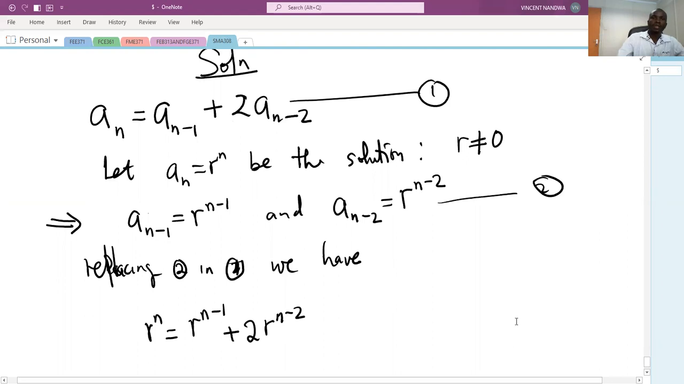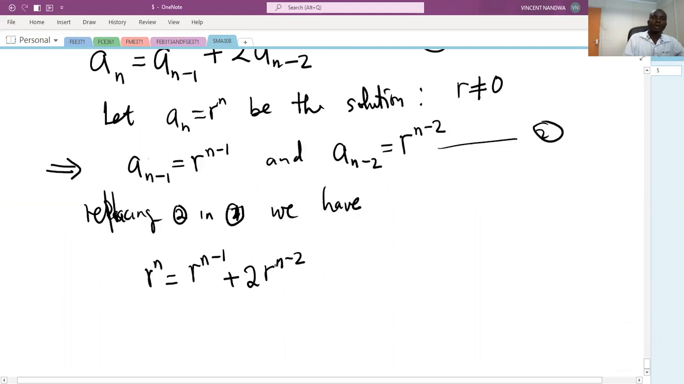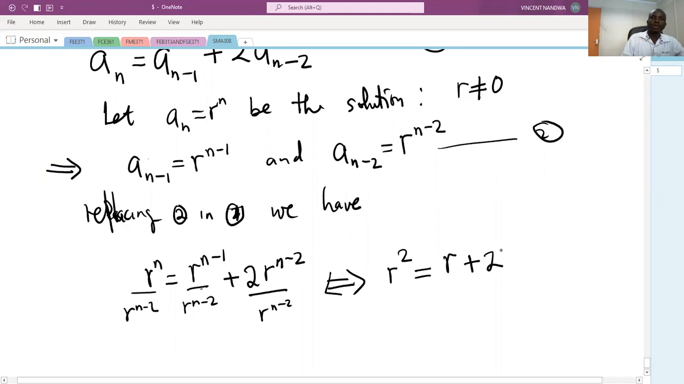Since r is not 0, divide through by r^{n-2}. This will give us r squared equals r plus 2. And then on rearranging, we'll have r squared minus r minus 2 equals 0. This is what we call the characteristic equation.